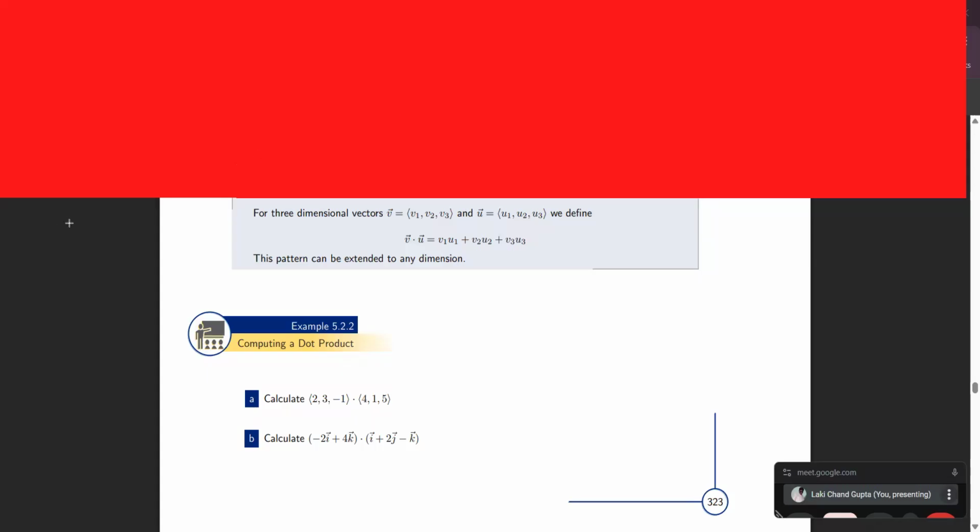Also to do the multiplication between vectors. Yes, one of them is the dot product, right? Yeah. What's the difference between them?